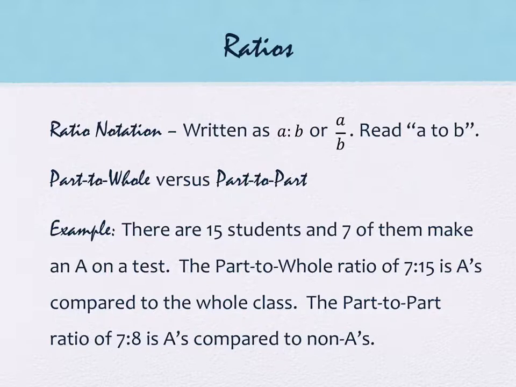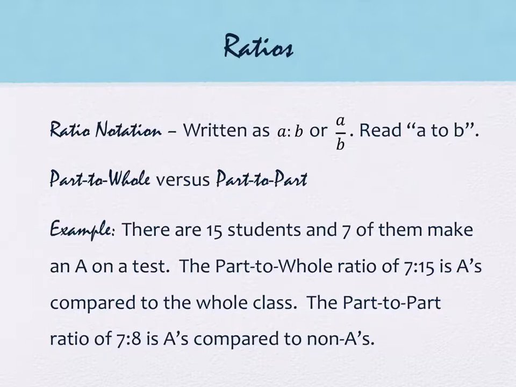So let's consider having 15 students, and 7 of them make A's on the test. A part-to-whole ratio would say that 7 to 15 is the A's compared to the whole class. A part-to-part ratio is 7 compared to 8, the A's compared to the not A's.